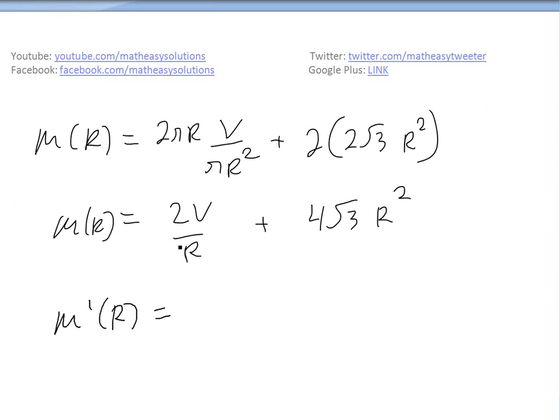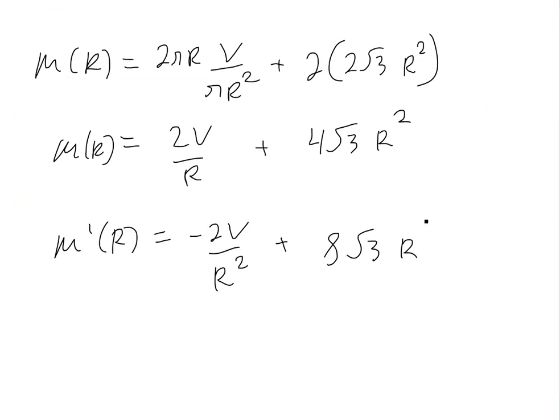If we take the derivative in this case, this is just going to be negative 2v over r squared. You could see my power rule video in the Dropbox link below to see this. And also this one here is going to be plus 8 square root 3 r. Set it equal to 0 in this case, then solve for r.